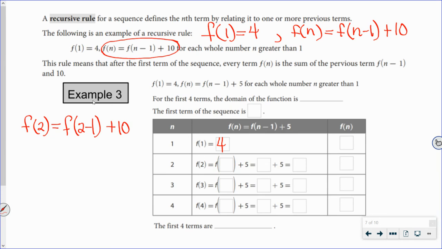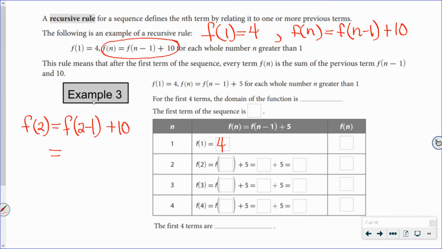Now, I honestly think the recursive rule is kind of confusing. But it's not as hard as it looks, because what the recursive rule says is I've got to have every previous term to get the next term. And each time, I'm adding 10. That's what it says when I say plus 10 here, for all my n's greater than 1. So I'm going to give you f of 1, and then you have to figure everything else out, but you have to do it in order with the recursive rule.